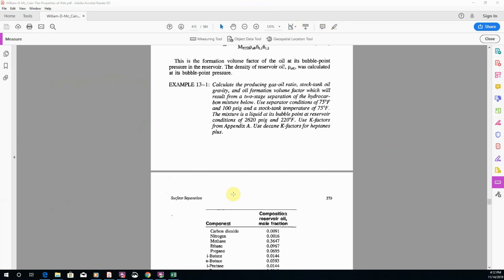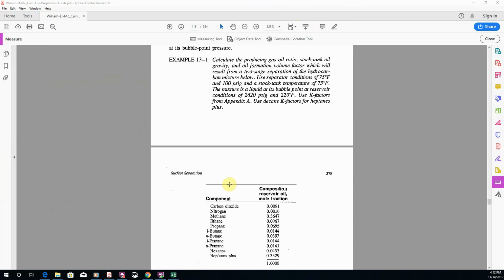So I'm going to be calculating example 13-1 from the book. It's a good way to start solving these problems because you can check your answers. And if you can do this, you should be able to scale it up. So we're looking at doing a two-stage separator calculation.